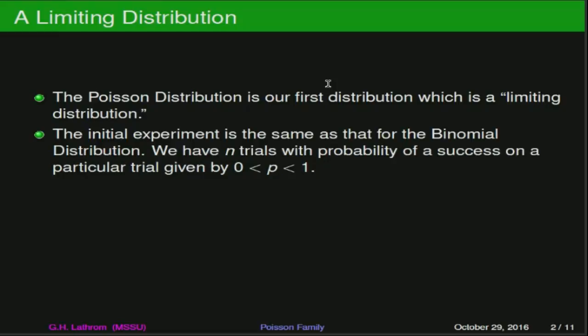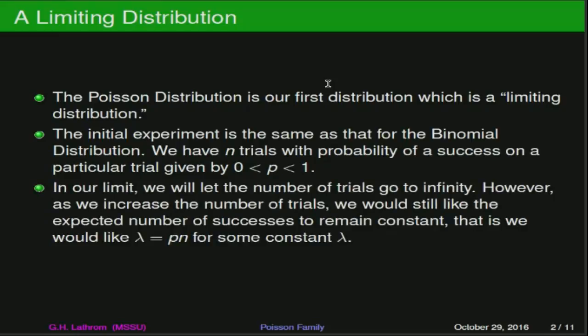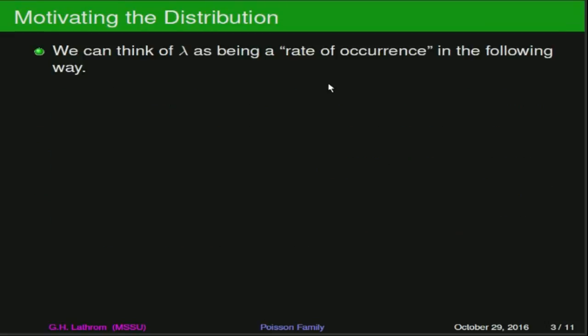So in our limit, we're going to let the number of trials go off to infinity. But something that we are going to require, even though we let the number of trials go off to infinity, is that we still want the expected number of successes to be constant. Remember, the expected value for a binomial distribution is just p times n. So we want that value, lambda, to be constant. When we say that lambda is constant, we can think of lambda as being a rate of occurrence, and we can do that in the following way.